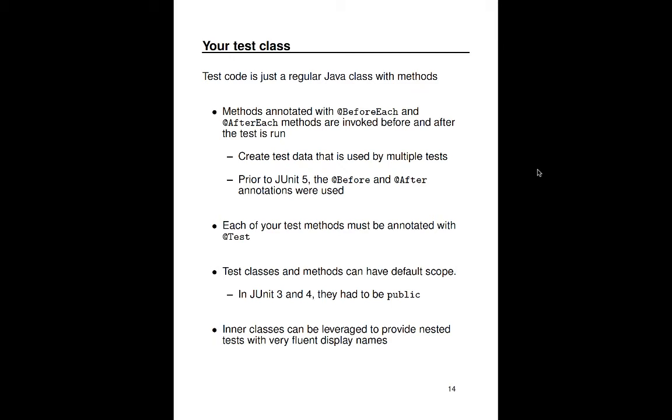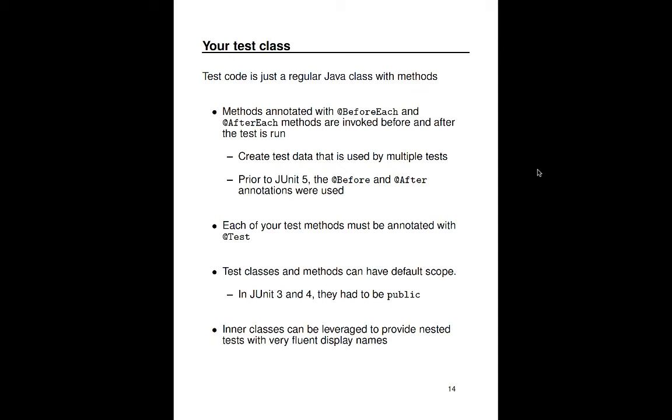If you have setup and teardown methods, you can annotate those with @BeforeEach and @AfterEach. And the JUnit framework will invoke the BeforeEach method before each test method is run, and of course, AfterEach is afterwards. This allows you to do things like create test data that is used by multiple tests. You can store that data inside a field of the test class, the object that's created to represent the test. And these are new names of the @Before and @After annotations that we talked about in JUnit 4.